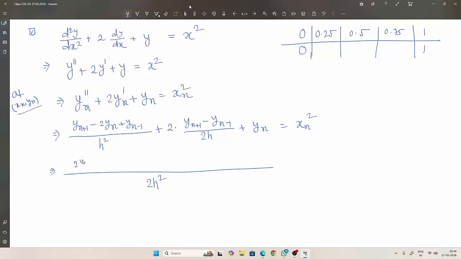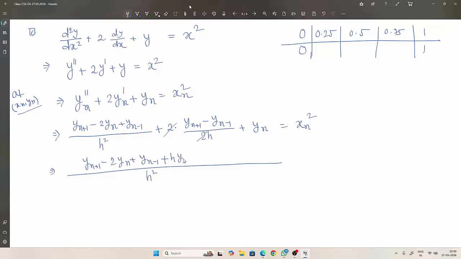So we have 2 remaining. So 2yn+1 minus 4yn plus 2y of n minus 1. Okay, I can cancel these two. So these two can be cancelled here. After that our LCM will be simply h square. And this will be yn+1 minus 2yn plus y of n minus 1. Then here we will get plus h into yn+1 minus h into yn-1, then plus h square into yn. And right side will be xn square.